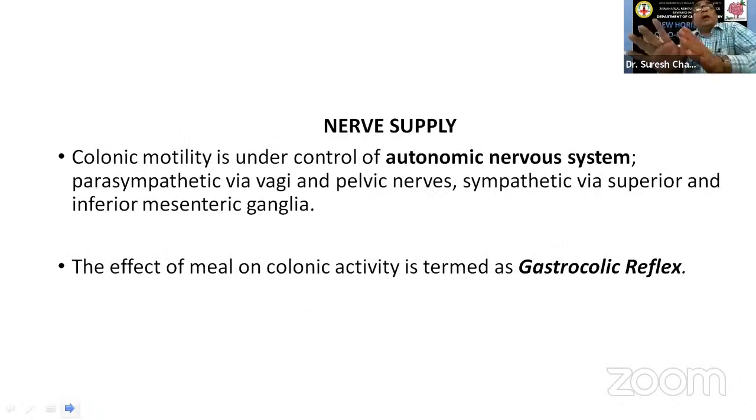The nerve supply, again, you should know. It is controlled by the autonomic nervous system, parasympathetic by the vagus and pelvic nerves, sympathetic by the superior and inferior mesenteric ganglia. The effect of a meal on colonic activity is termed the gastrocolic reflex, which is a very common symptom sometimes seen in OPD patients.